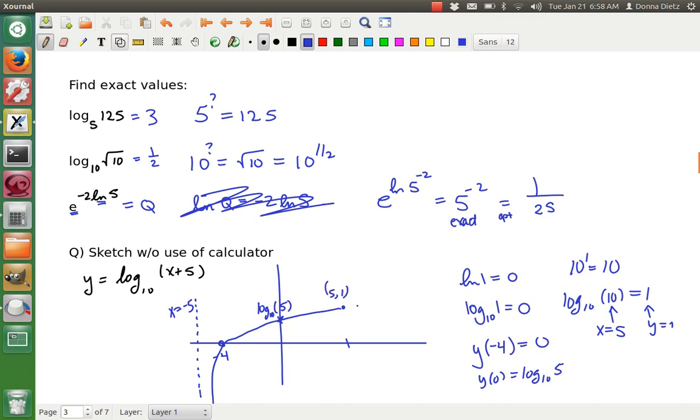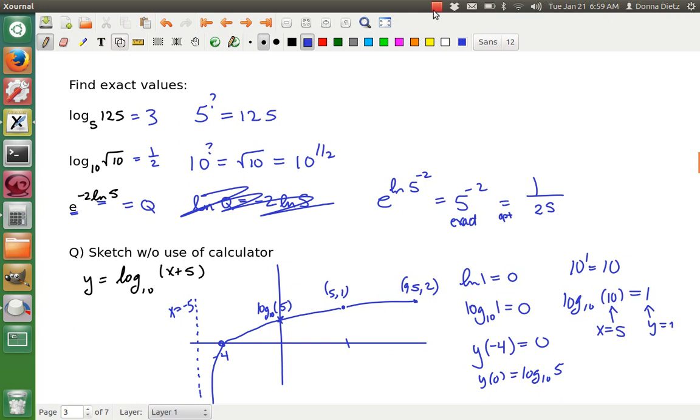And if you want, you can also include 95, 2. For the same reason, it's just shifted over. This asymptote shifts everything over. If we hadn't shifted this over, this would be 100, 2, 10, 1. You know, it would have been like that. Okay?